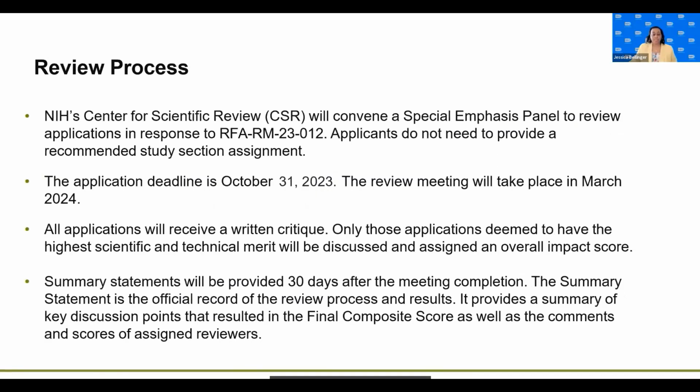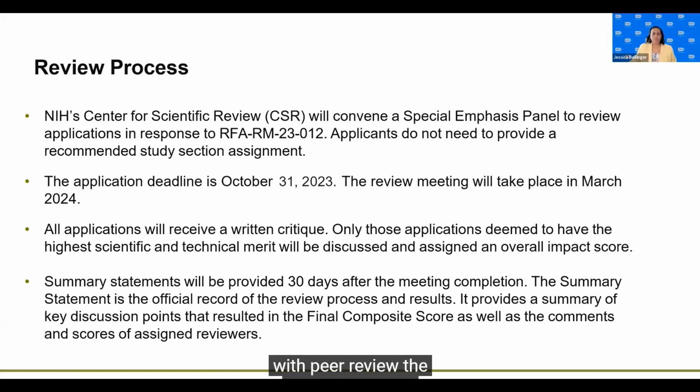Next slide. Specific to this RFA, CSR will convene a special emphasis panel, or a SEP, for applications submitted by the deadline. Applicants do not need to provide study section suggestions, as all applications will be reviewed in the special emphasis panel. Again, read the announcement carefully and follow instructions to prepare and submit the application. Important dates are highlighted in the announcement. The deadline is October 31st of 2023.